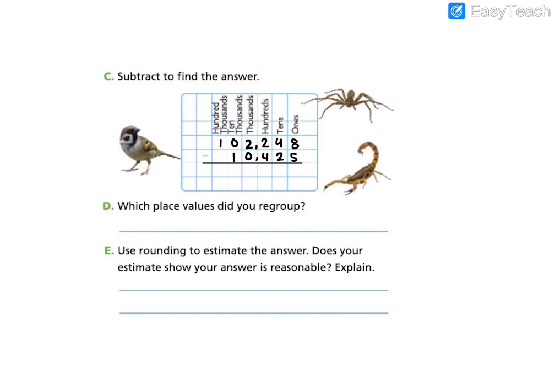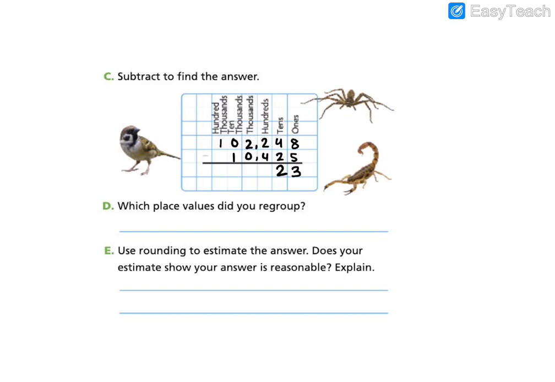All right, so now we need to go ahead and subtract. We know from looking ahead at question D, which place values did you regroup? So we know that we're going to need to regroup in the subtraction problem already. But let's go ahead and get started with it and find where we need to regroup. So we're starting with the ones place. We have 8 ones minus 5 ones. So 8 minus 5 is 3 ones. 4 tens minus 2 tens is 2 tens.